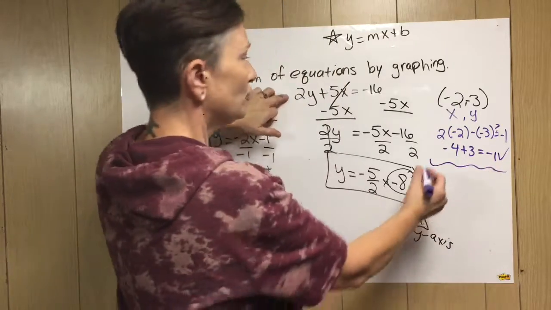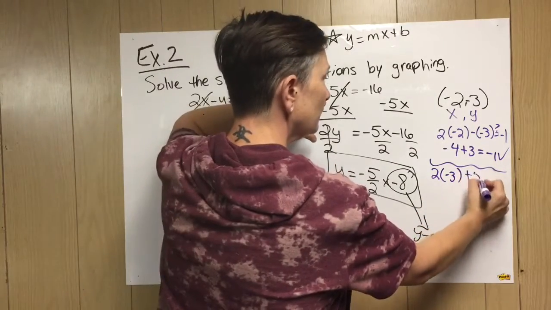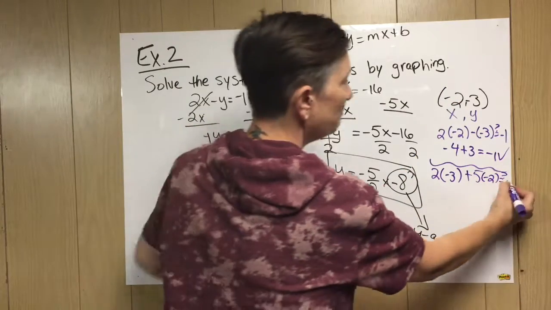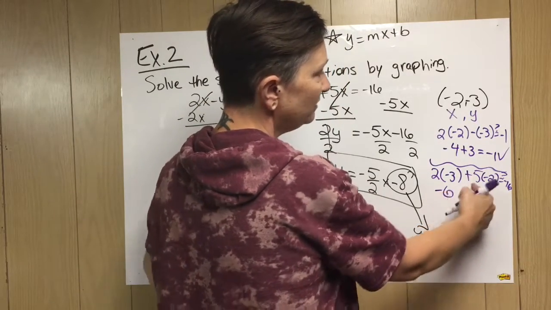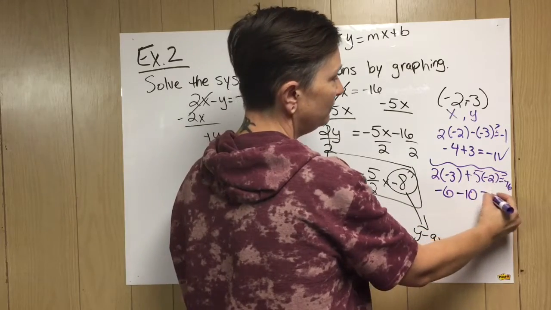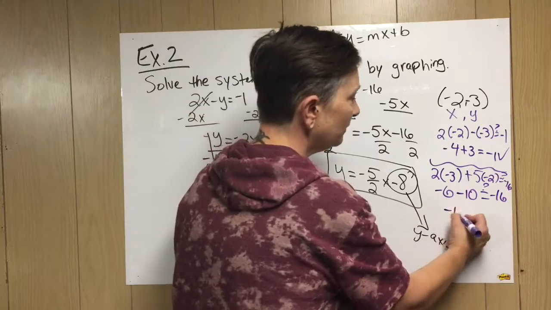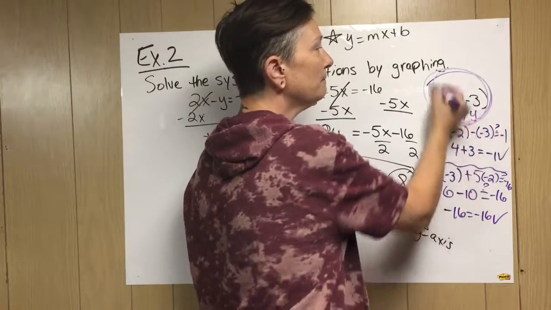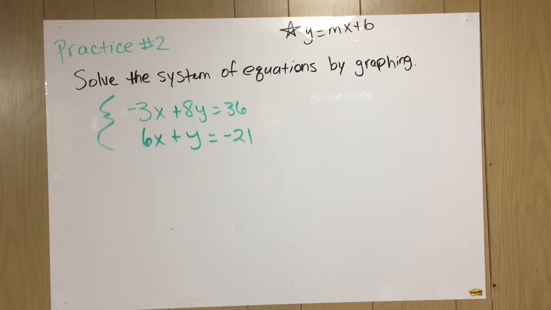So here we go. 2 times y, well, y is -3, plus 5 times x, which is -2. Does that equal -16? Well, let's check it. 2 times -3, that's -6. 5 times -2, that's -10. Okay, -6 minus 10, that does equal -16. Okay, so those both check out. So the solution to this system of equations is -2, -3. Pause the video, and now it's your turn to work on practice number 2.